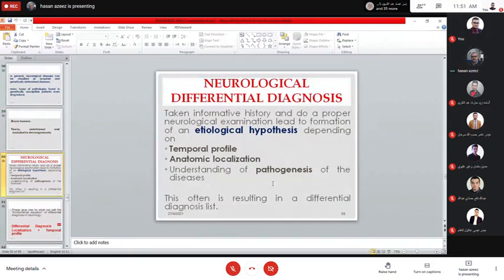At the end, we should discuss the neurological differential diagnosis, how we write a list of differential diagnosis. Taking informative history and doing a proper neurological examination lead to the formation of etiological hypotheses depending on temporal profile, anatomical localization, and understanding the pathogenesis of the diseases. Pathogenesis of the diseases makes us understand the cause-effect relationship.